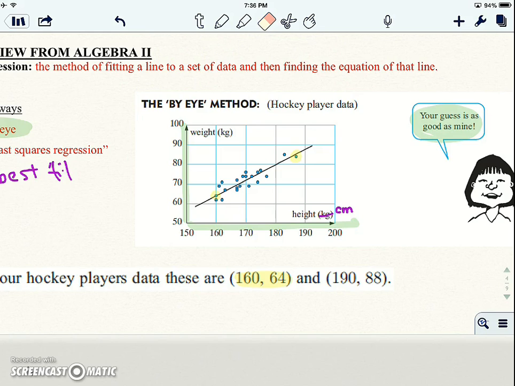Well, actually, no, I lie. It doesn't actually have to be a point. So 190, 88 would be right here. It's a point on the line. It may not even be one of my data points. But I can use those 2 points just like I did in Algebra 2 if I find the slope and the equation of the line.